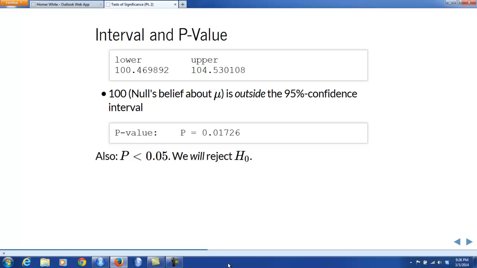Notice that this time 100, which is the null's belief about mu, is outside of this confidence interval. Notice also that the p-value is 0.017, and that's less than 0.05. So we're going to be rejecting the null hypothesis. The null was outside the 95% confidence interval, and our p-value turned out to be less than 0.05.